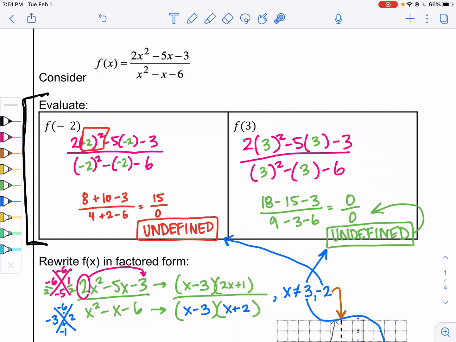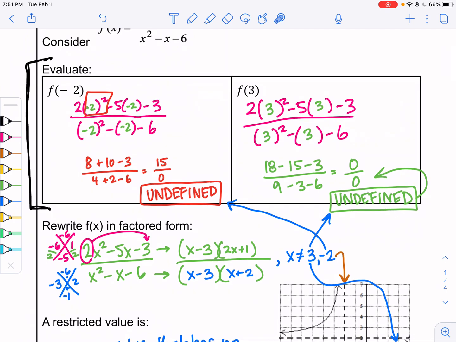So you can see when we write the restricted values that x is not allowed to be 3 and not allowed to be 2, right? Not allowed to be 3 and not allowed to be 2. And what we see is that those restricted values are what made it undefined.